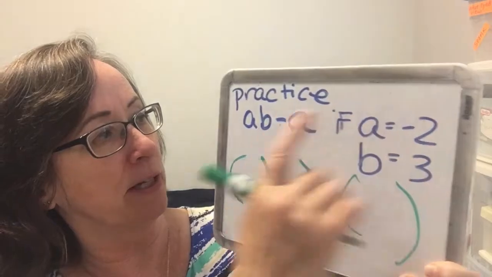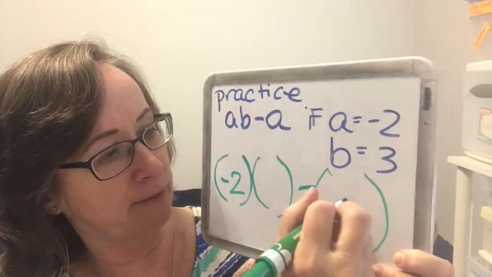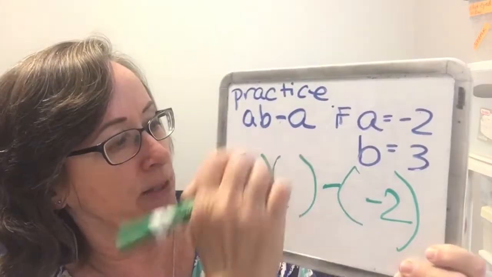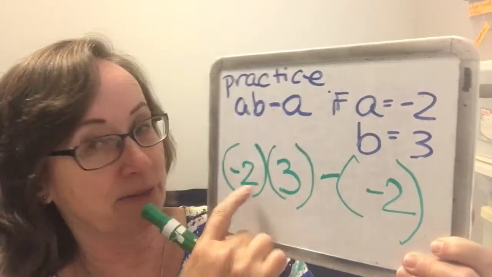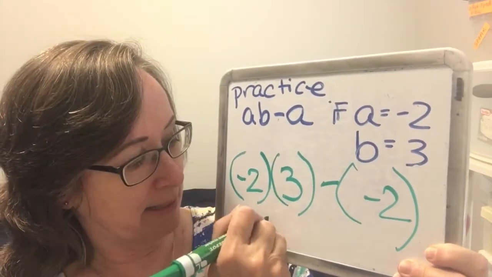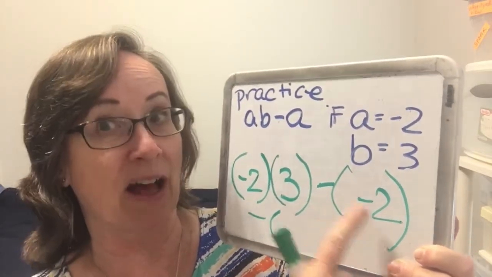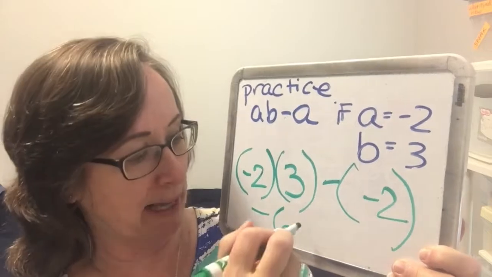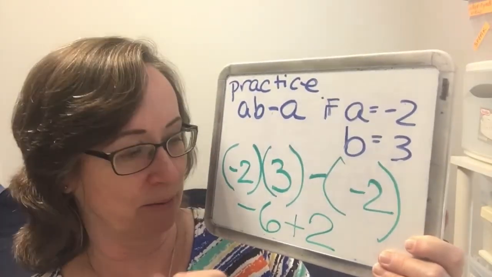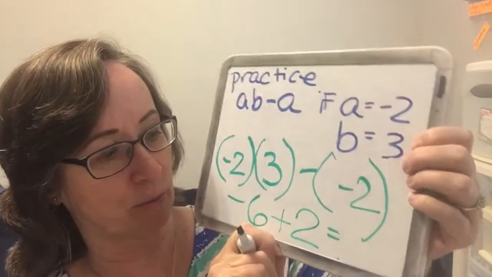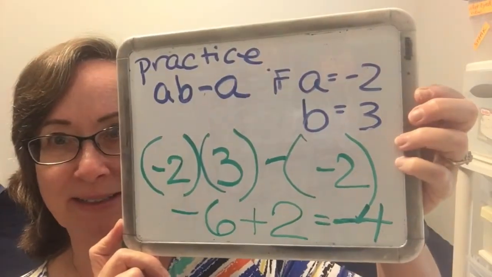So A is -2, and A's on the front cocoon and the back cocoon, -2, -2. B is 3, and it's right in the middle. So now we've substituted. -2 times 3 is -6. And then minus a -2 is the opposite of a -2, which is +2. We get -6 plus 2 is a -4. See how easy they are to work?